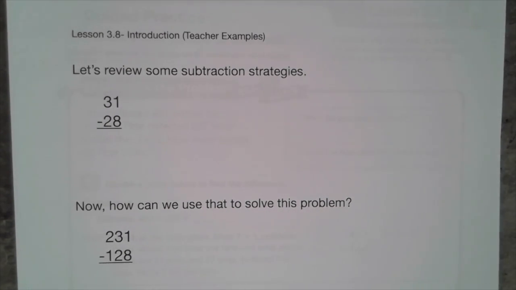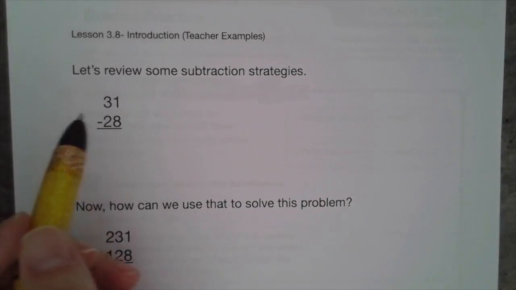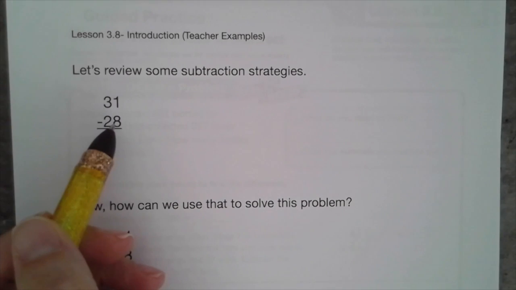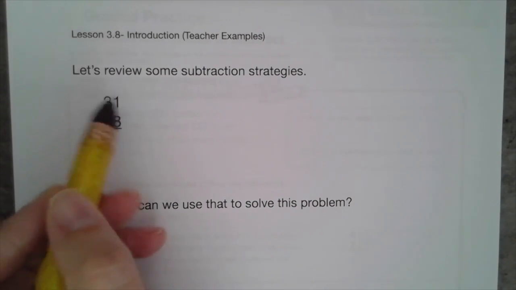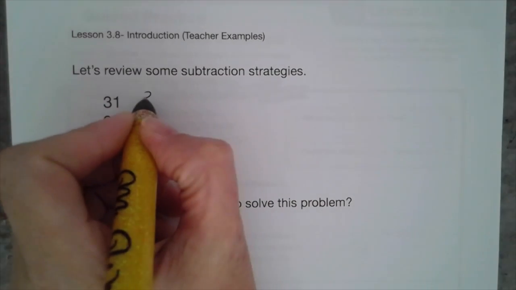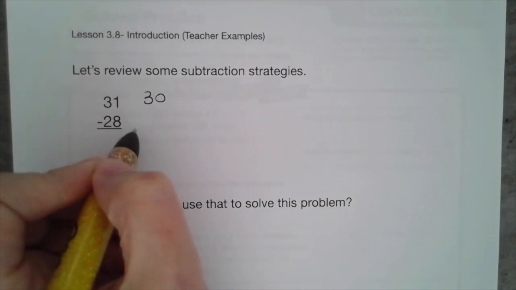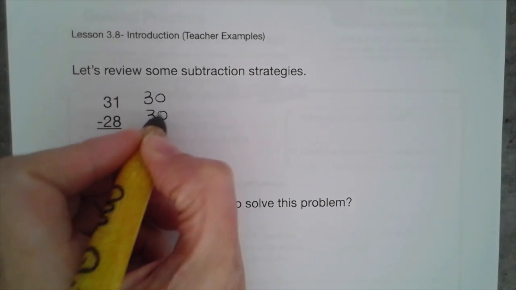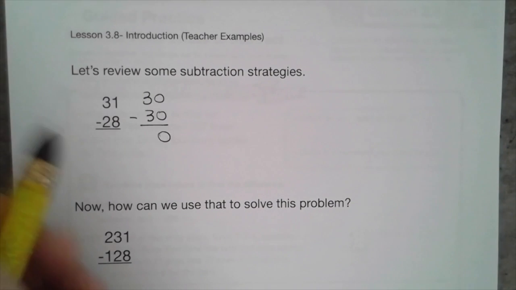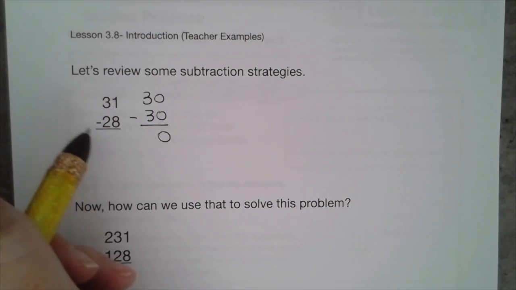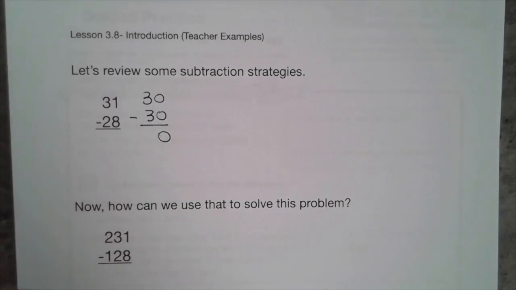Before we start, let's review some subtraction strategies. We've talked about estimating and rounding. In fact, let me solve this one with estimating. 31 rounds to 30. 28 rounds to 30. 30 minus 30 is 0. So that tells me I should get a pretty small answer.